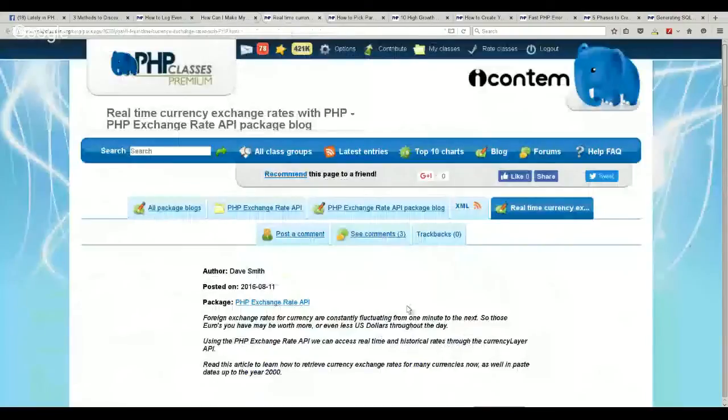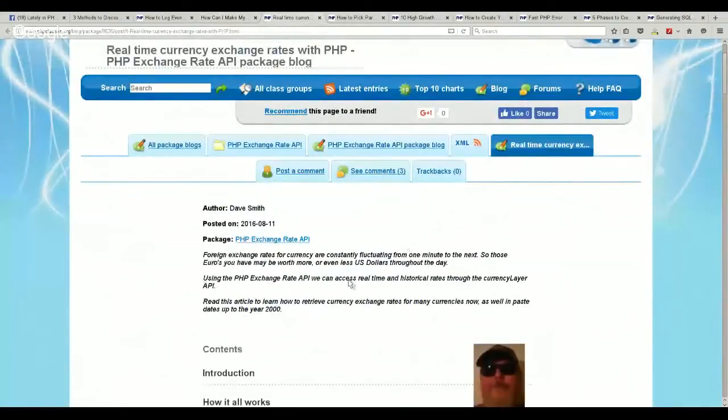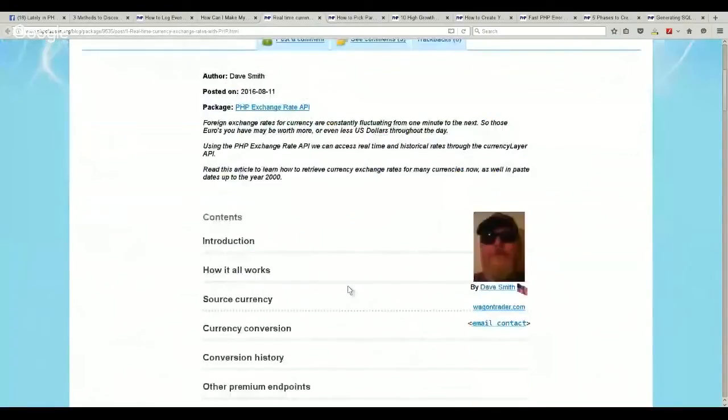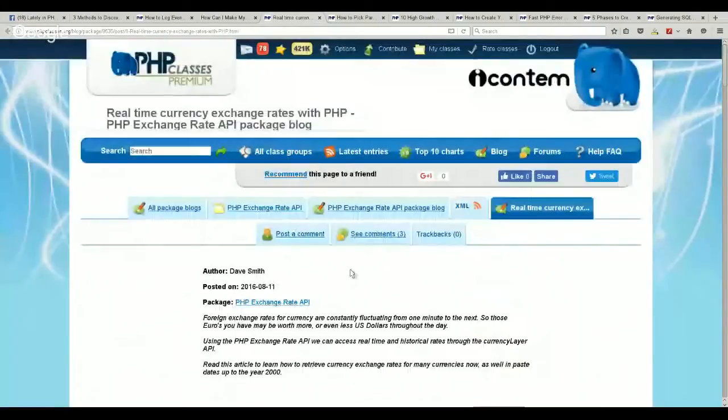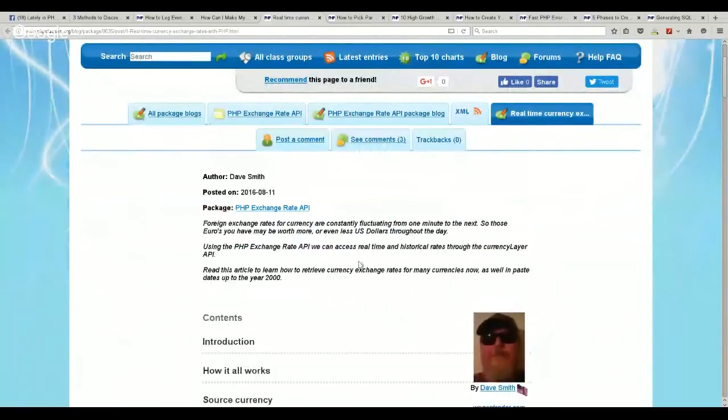So the next article is more on the technical side of PHP. In this case, it's an article by Dave Smith, because he created a package called PHP Exchange Rate API, and he actually developed this package to call an API that gets exchange rates and makes calculations to convert rates between different currencies.